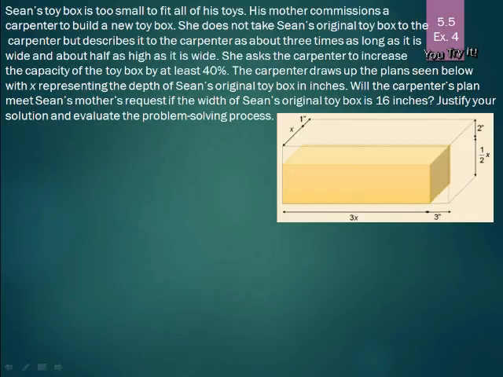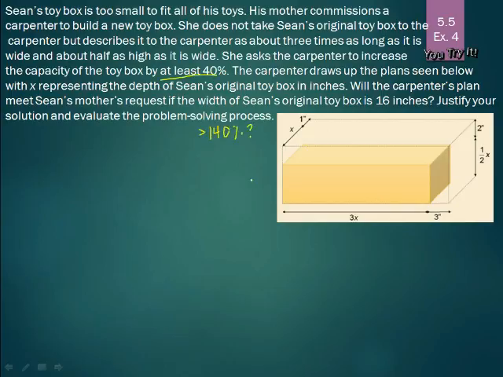Okay, so looking at the picture, we can see the original toy box with its width of x, the length of 3x because it says it's 3 times as long, and then the height of 1/2 x. And then the carpenter is proposing adding 3 inches to the length, 2 inches to the height, and 1 inch to the width. So the question now is really, is this new box at least 140% bigger?